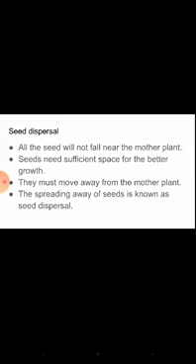So all the seeds will not fall near the mother plant. The plant is preparing a lot of fruits, and from that we are getting a lot of seeds. All these seeds will not fall near the mother plant. Seeds need sufficient space for better growth.